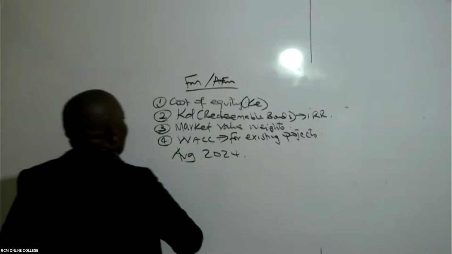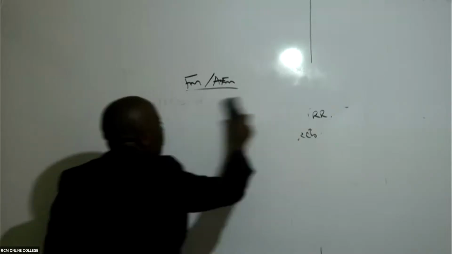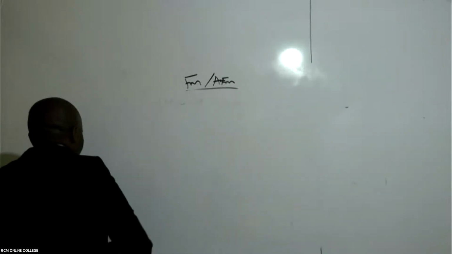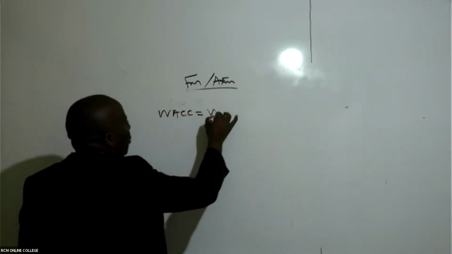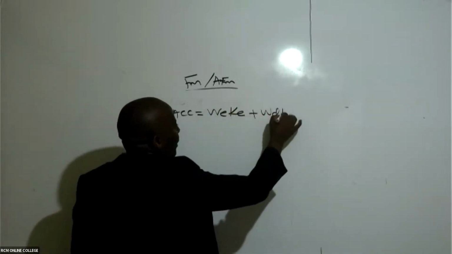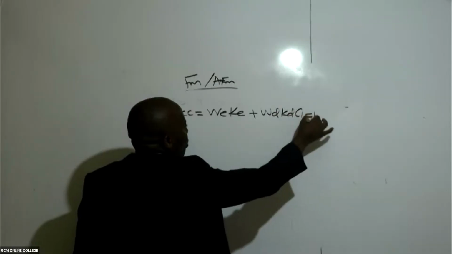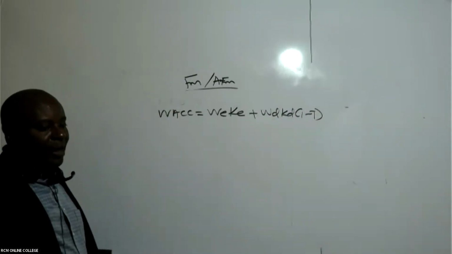Ladies and gentlemen, to get WACC, we normally take weight of equity times cost of equity, plus weight of debt times cost of debt, and this cost of debt must be after taxation. Cost of debt must be after taxation.